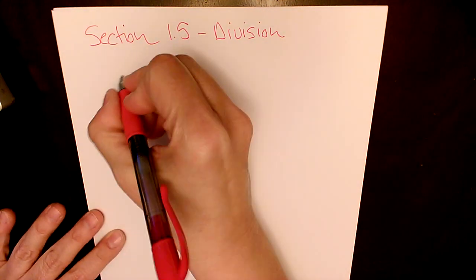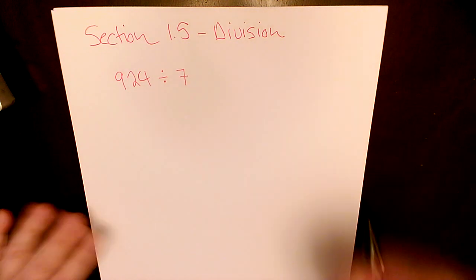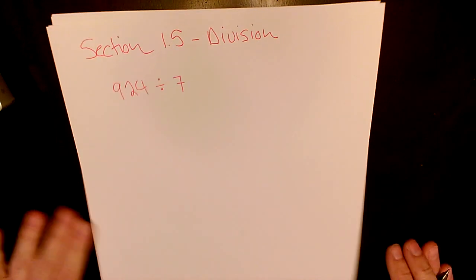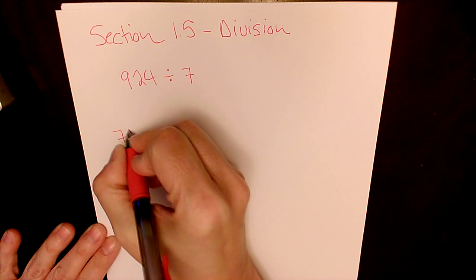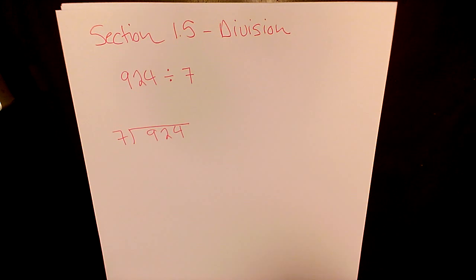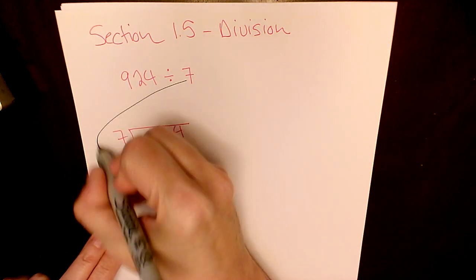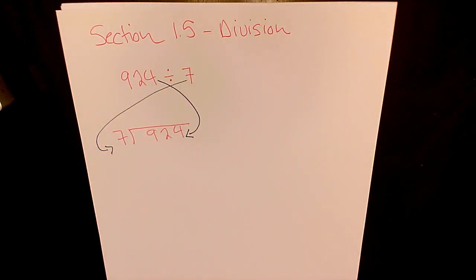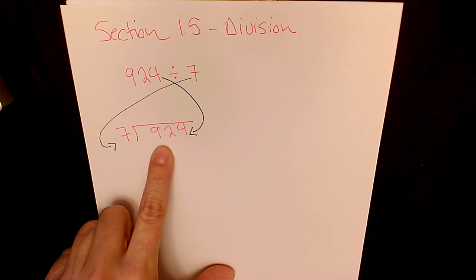So I'm going to start with 924 divided by 7. That means the 7 is going to go on the outside and the 924 is going to go on the inside. I'm dividing by 7, so 7 goes here. I'm dividing into 924.